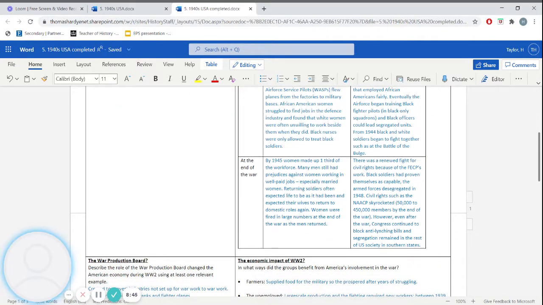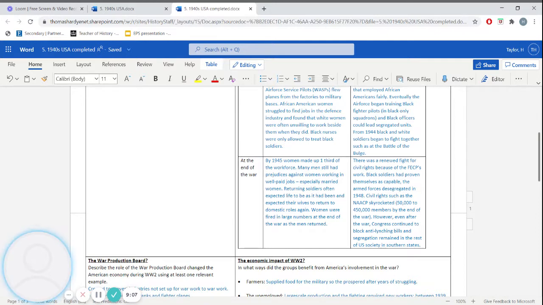So what happens at the end of the war? There was a renewed fight for civil rights because of the FEPC's work. Black soldiers had proven themselves capable. The armed forces desegregated in 1948. So a few years after the war, they do eventually desegregate because of the impact that all of the black soldiers had had in the war.